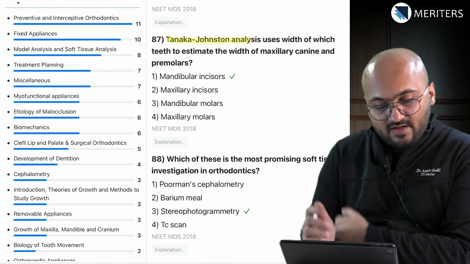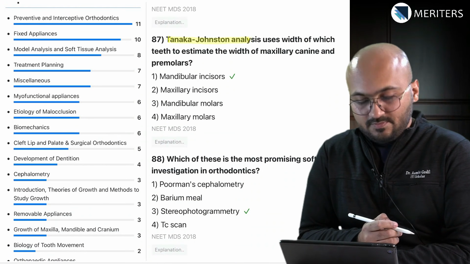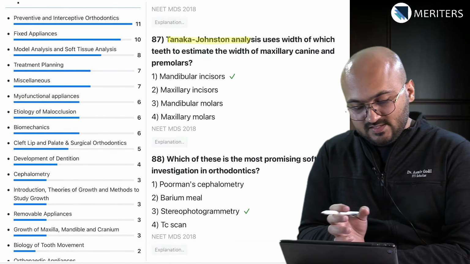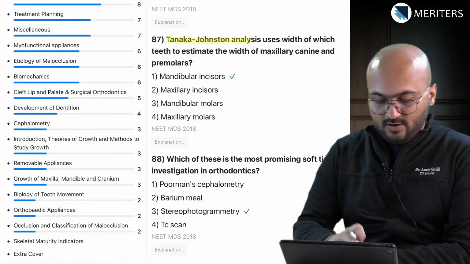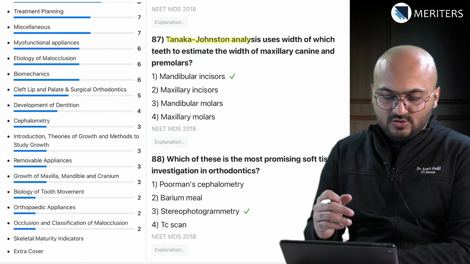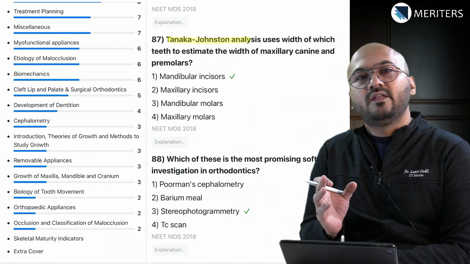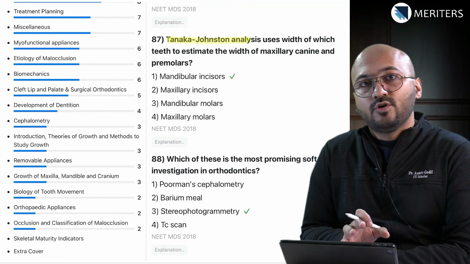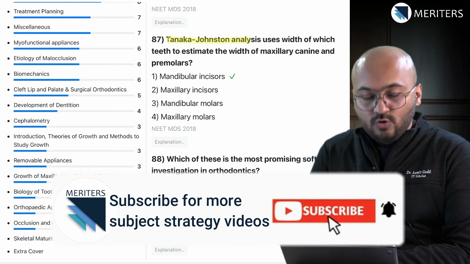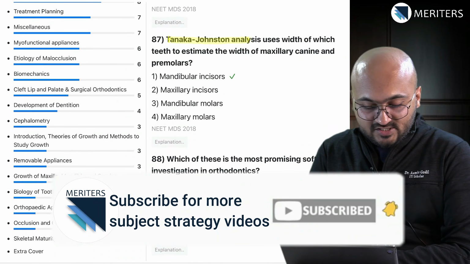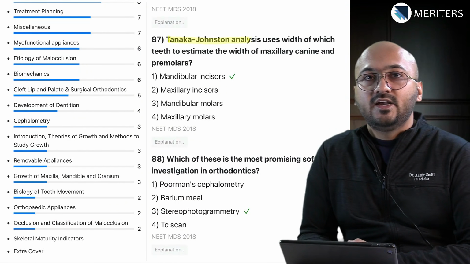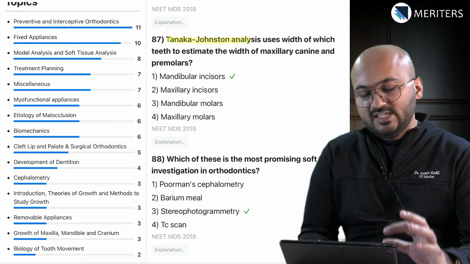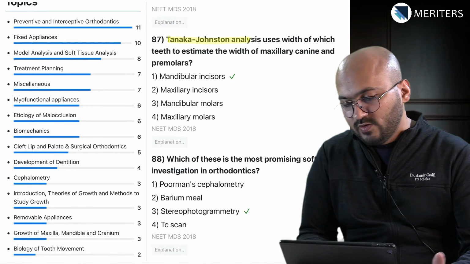So we realize that we have a lot of questions from preventive and interceptive orthodontics, fixed appliances and model analysis, followed by all the appliances, growth and orthopedic appliances. So this gives us a fair idea as to what should be your focus area when you are preparing for orthodontics. Now, lesser questions from topics towards the end does not mean that they are not important, but you must certainly focus more on these topics which have more number of recall questions.